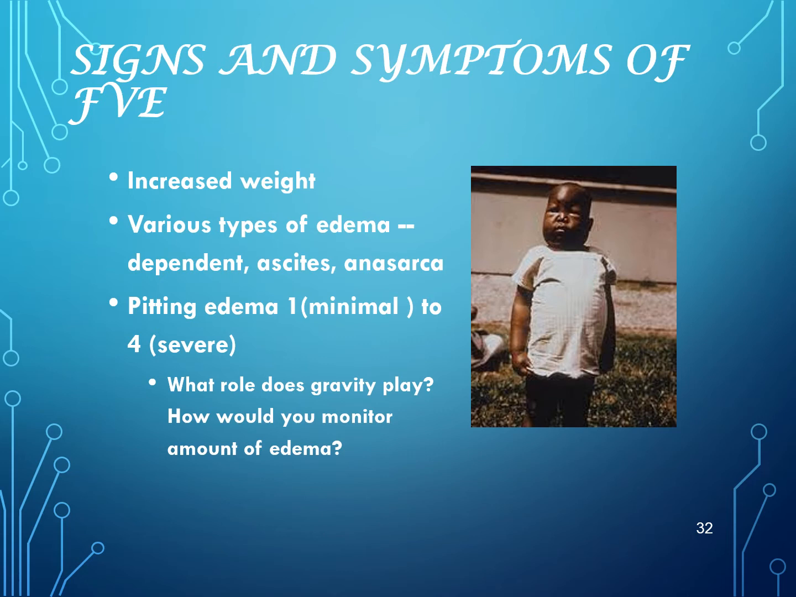And how do we monitor it? Again, that pitting edema and the degree of the pitting. So we want to check for pitting edema. We also can measure the circumference of extremities or the abdominal girth, depending on where that edema is. So if they're having ascites, we may want to measure their abdominal girth to see how bad the ascites is, if it's changing, if it's improving.